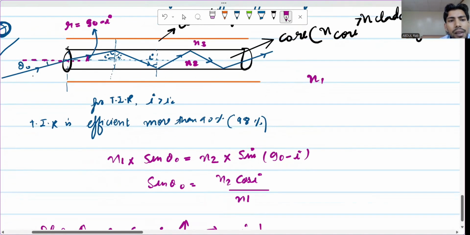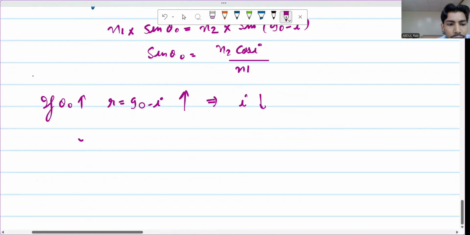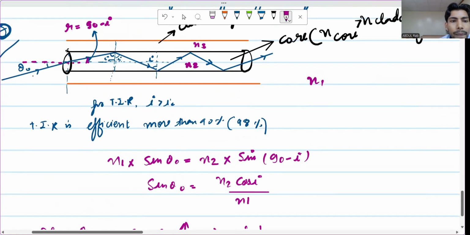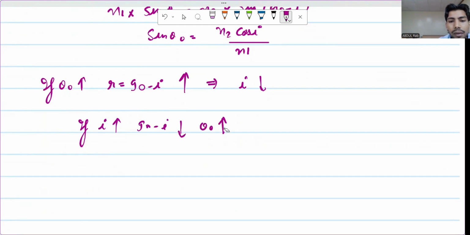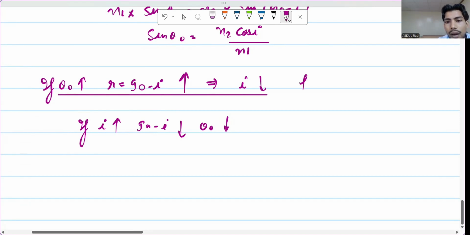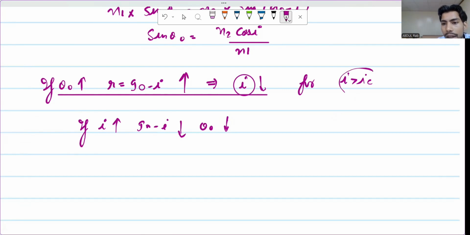Or if you can't understand it, let's take it in reverse. If this I is increased, what will happen? This 90 minus I will decrease. Sorry, this theta naught should also decrease. So from this case also, for I to be greater than IC, this I should have some minimum value. That means it can't decrease below IC. If it decreases below IC, what will happen? TIR will not happen, and this optical fiber will stop working, right?